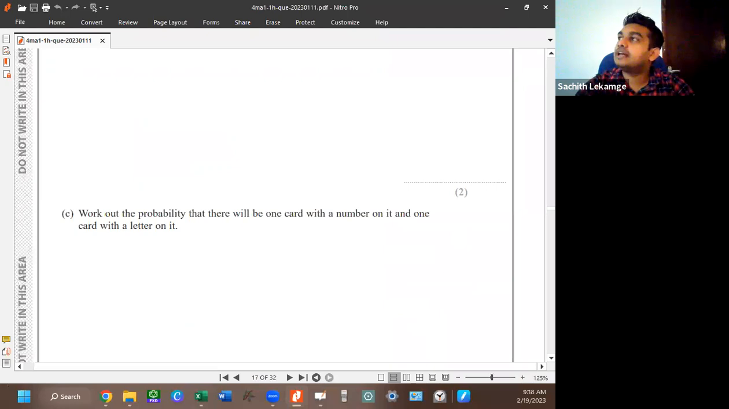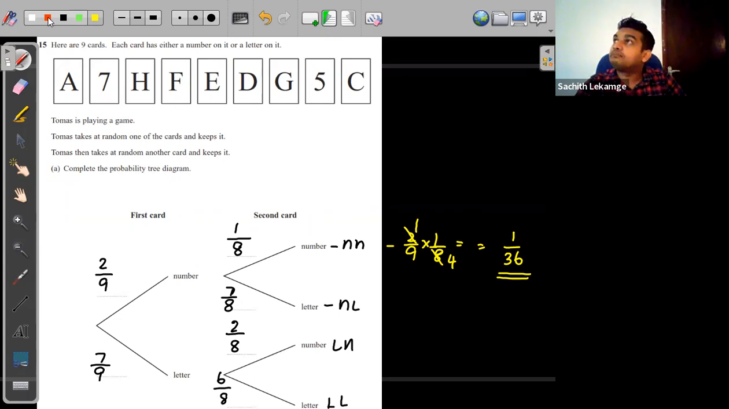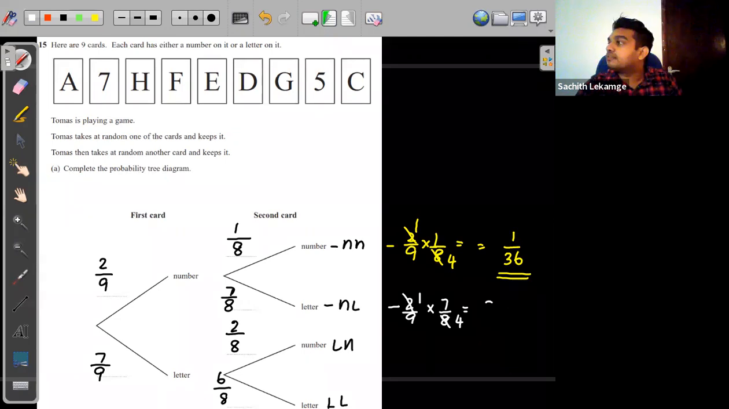Work out the probability that there will be one card with a number on it and one card with a letter on it. Okay, so which means these two. This one, what is the probability? 2/9 times 7/8. So this one, 2 to 1, 8 to 4, 7/36. This one, 7/9 times 2/8. This one we can cancel out, 1/4. Again 7/36.